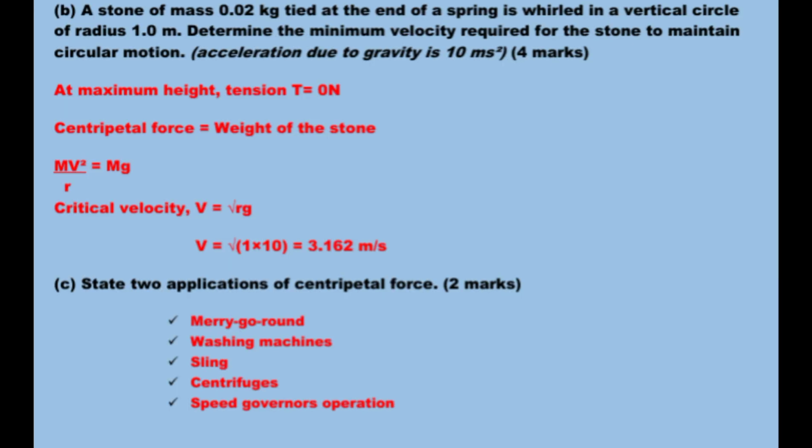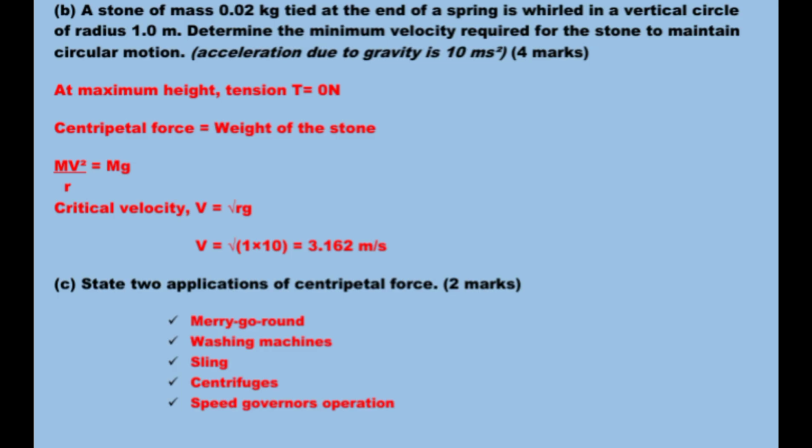A stone of mass 0.02 kilogram tied at one end of a spring is whirled in a vertical circle of radius 1 meter. Determine the minimum velocity required for the stone to maintain a circular motion. So we have this stone that is whirled in a vertical circle, and we are trying to find the critical velocity. So we know for the critical velocity, tension must be 0.